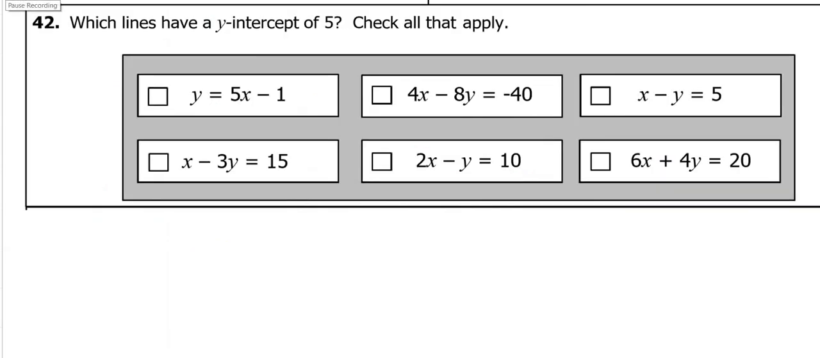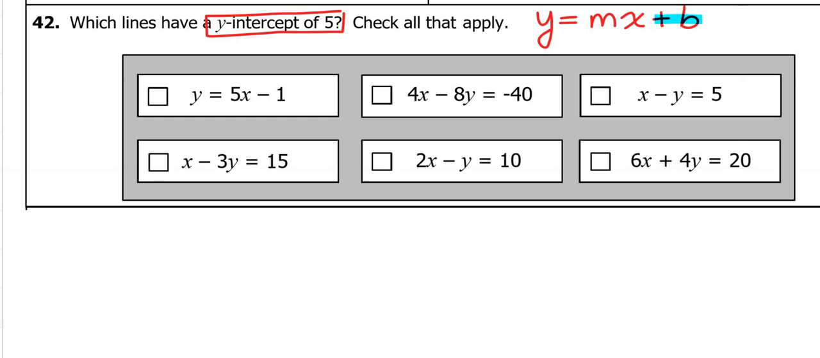Number 42. Which lines have a y-intercept of 5? Check all that apply. A y-intercept of 5. Well, look at all these lines. Some of them are in slope-intercept form, but the rest look like they're in standard form. The easiest way to tell what the y-intercept of a line is, is if your equation is in y equals mx plus b format, in slope-intercept form. If it's just y equals all the rest of the stuff, it's really easy to tell what the y-intercept is. It's this b value. It's whatever is being added or subtracted at the end.